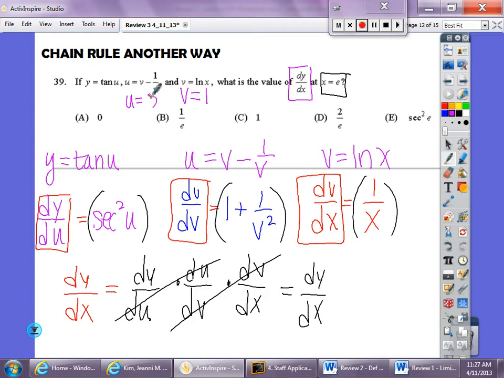Let's see. I needed to know what u was, I needed to know what v was, and I needed to know what x was. Do I have everything I need? Yeah. And then when I substitute them in and multiply all 3 across, I'll have the answer.